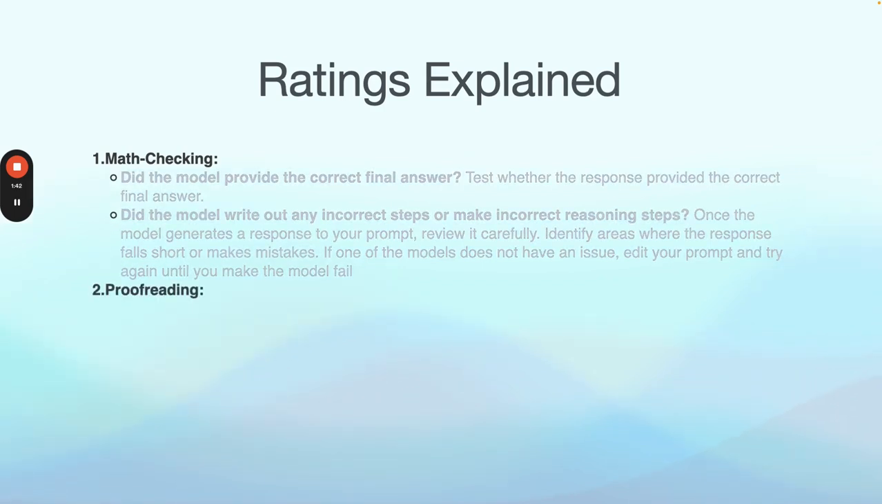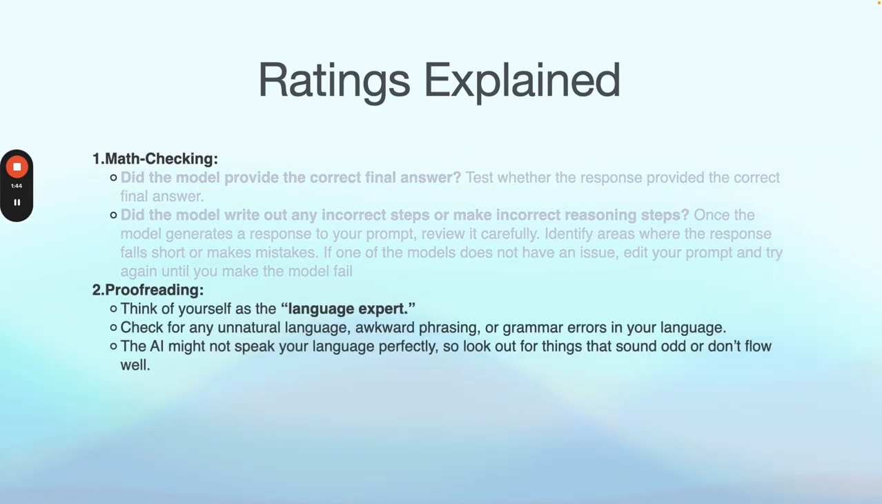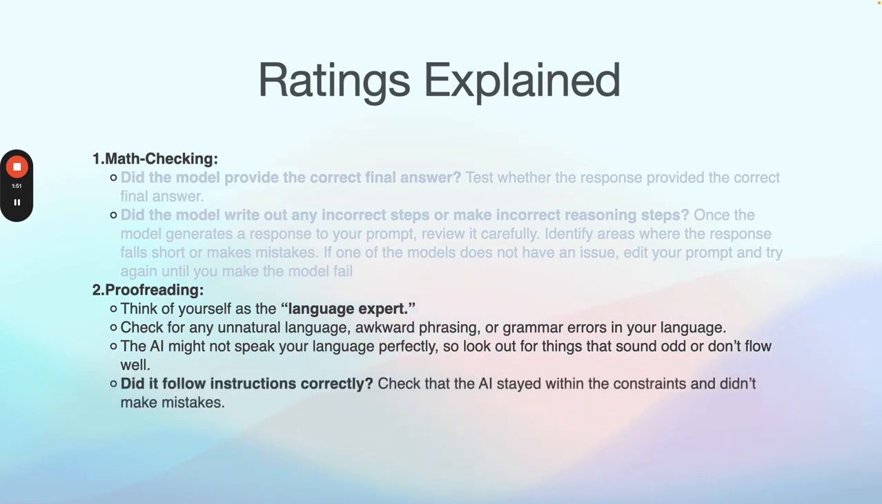The next part is going to be proofreading. So you are a language expert. Check for unnatural language, awkward phrasing, and grammar errors, and make sure that it's speaking your language and localization with high quality. For example, if it's responding in Arabic, but it's replying in super formal Arabic, not casual, when you asked in Egyptian Arabic, that's going to be unnatural language. And you want to make sure that it's referring to things by the correct context.